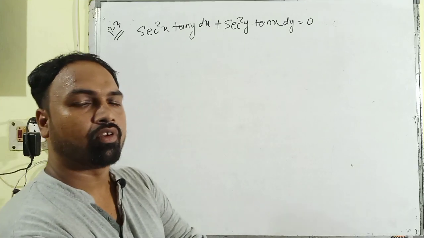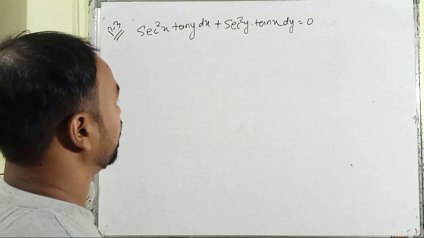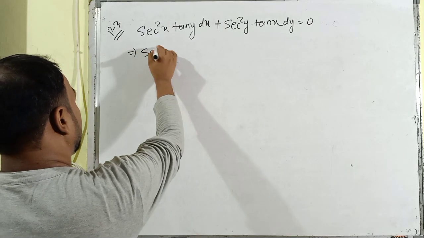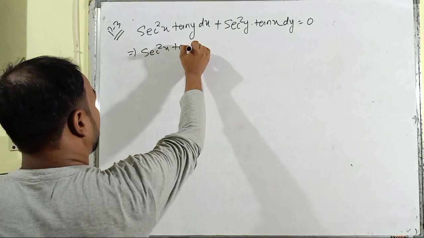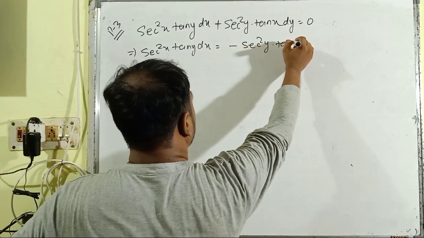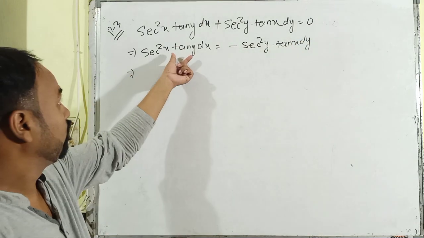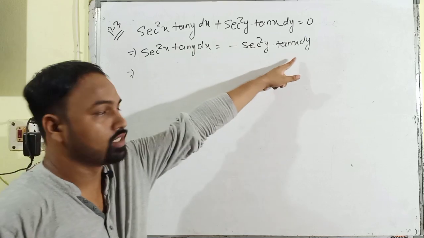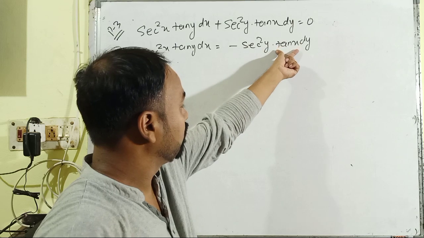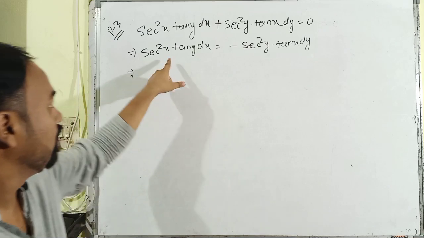Then coming towards the third problem of this session, and the problem is like this: x square x tan y dx plus x square y tan x dy is equal to 0. So first of all, separate the variables. Then this will be x square x tan y dx is equal to minus x square y tan x dy, and then shifting the y function tan y towards the right hand side, because dy is in the right hand side, and in that step also we have to change the side of tan x, and bring it back into the left hand side.